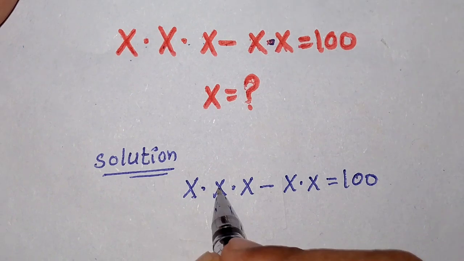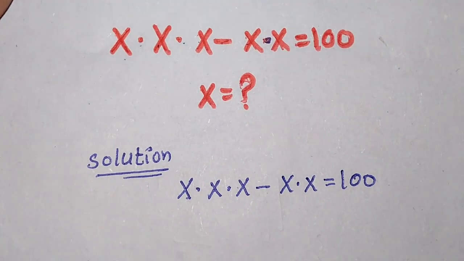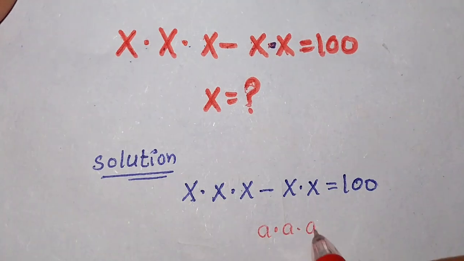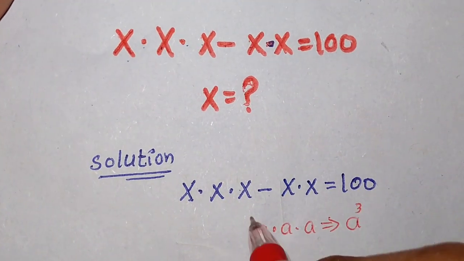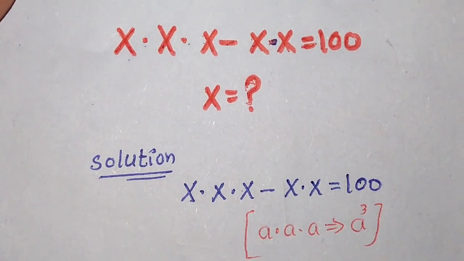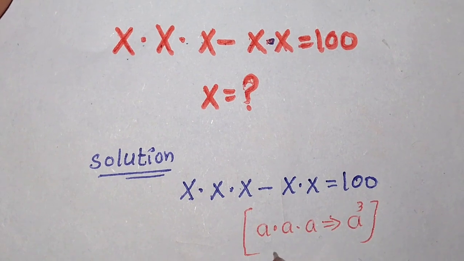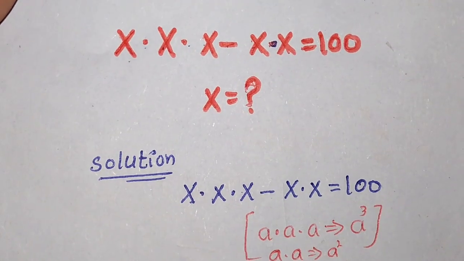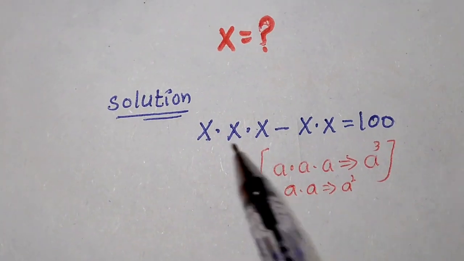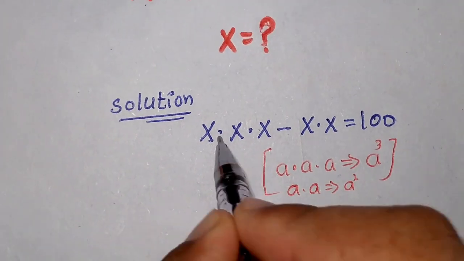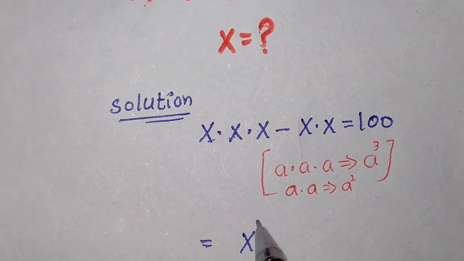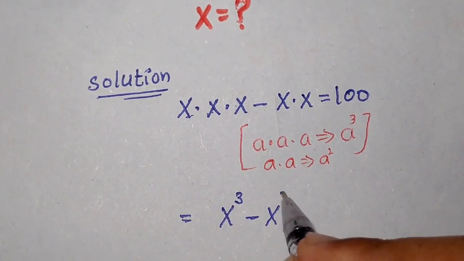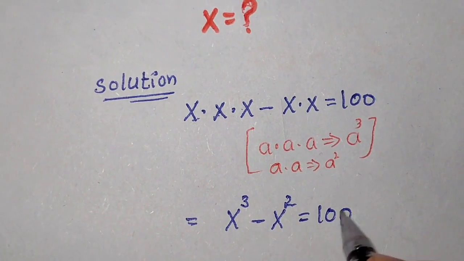Now we know that x times x times x is in the form of a times a times a, and this is equal to a cube. Similarly, x times x is in the form of a times a, which is equal to a square. So x times x times x is x cube, minus x times x, which is x square, equal to 100.